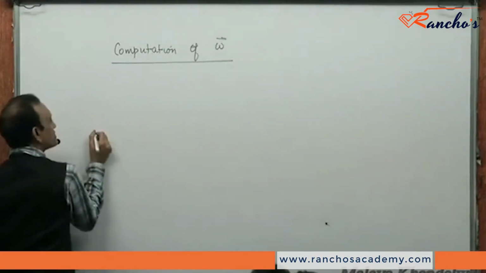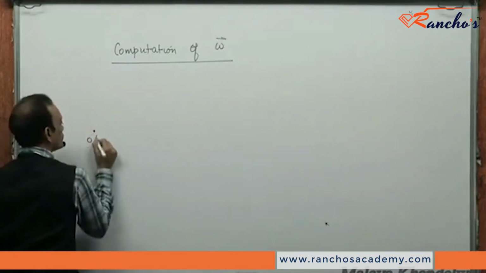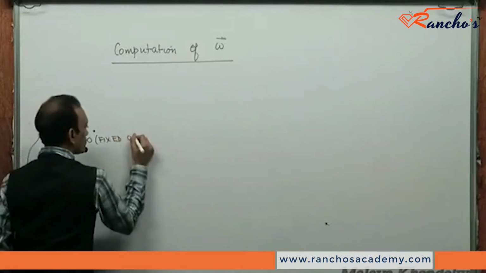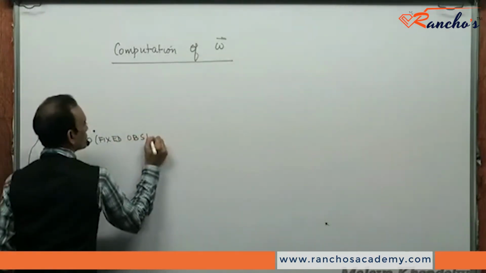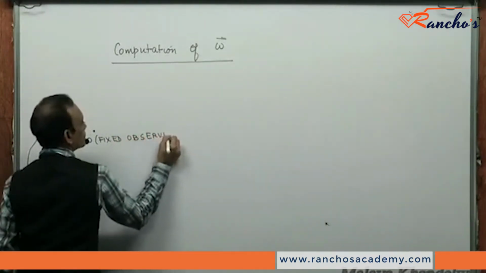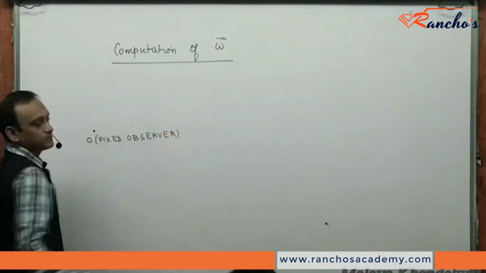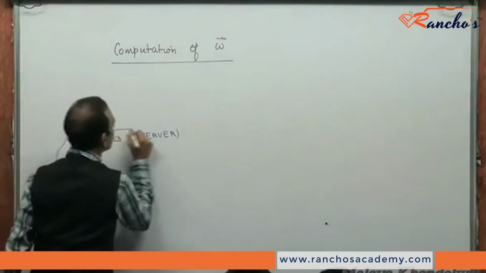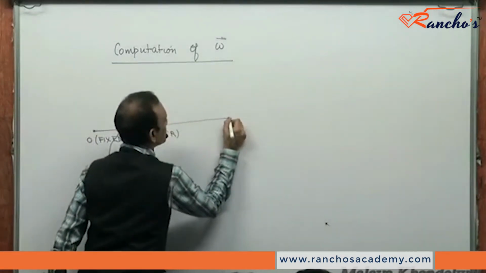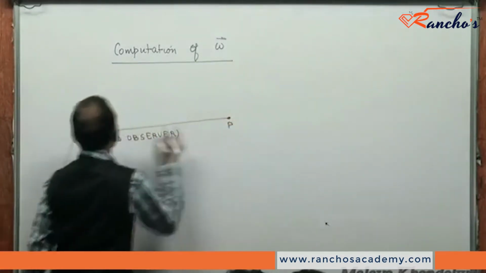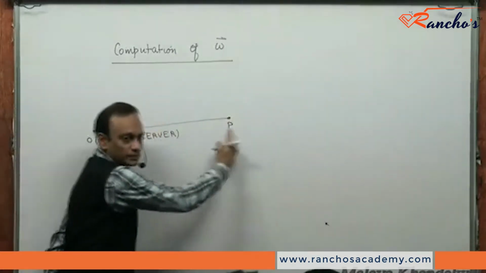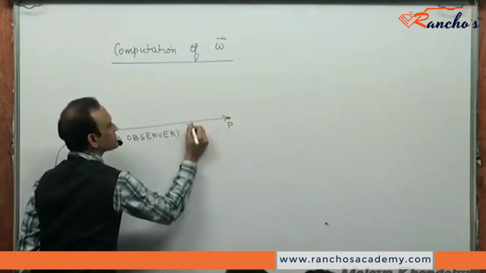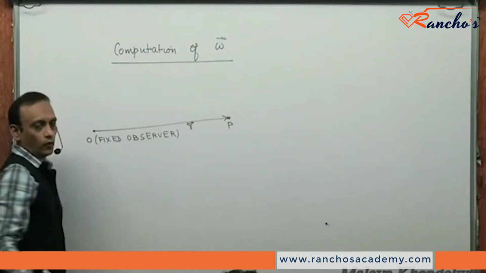Say there is a fixed observer, and there is a particle P. This is the line joining the observer to the particle P. This is my R, the position vector of the particle as seen by O.